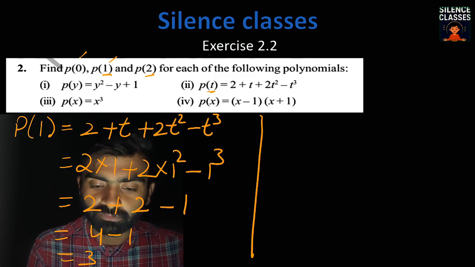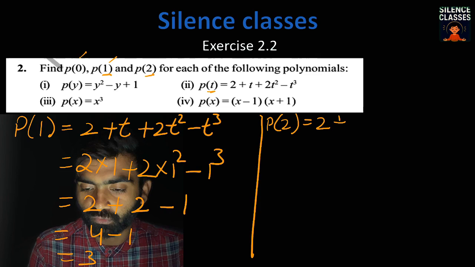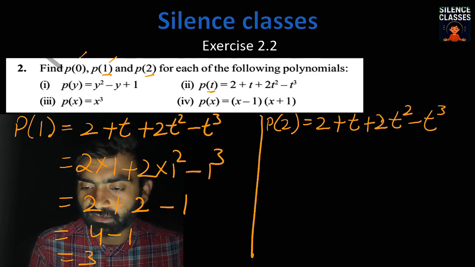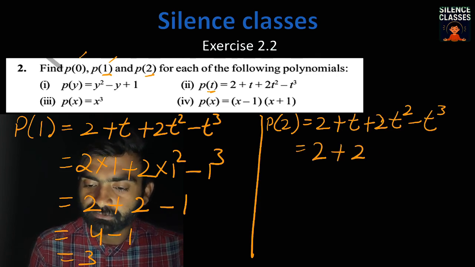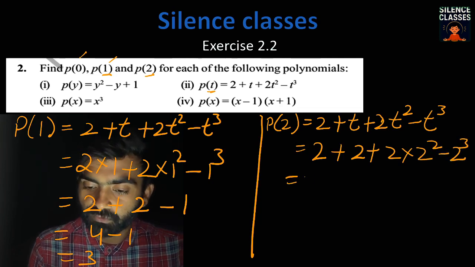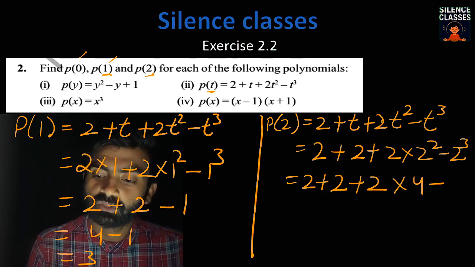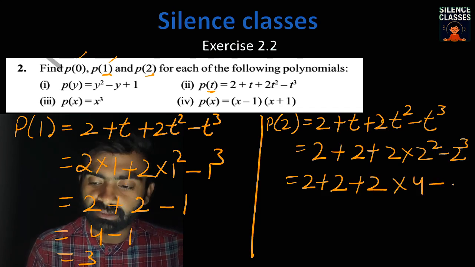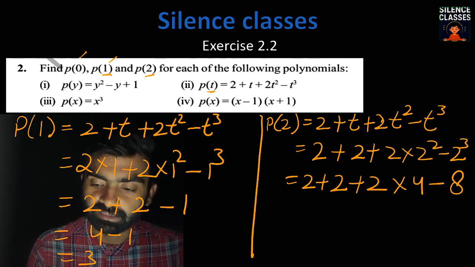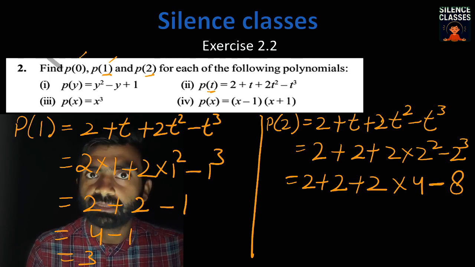Now in the place of t, we can put 2. So p2 is equal to 2 plus t plus 2t square minus t cube. So 2 plus 2 multiplied by 2 square minus 2 cube. So 2 plus 2 multiplied by 4 minus 2 multiplied by 2 will become 8. 2 4s are 8. The minus sign will be there because the power is an odd number.